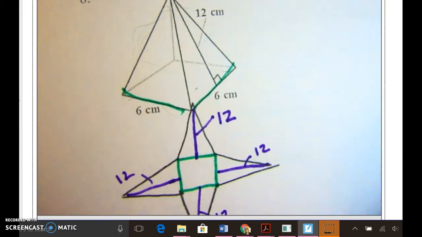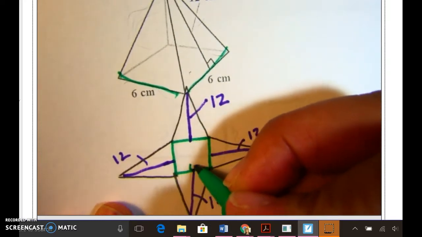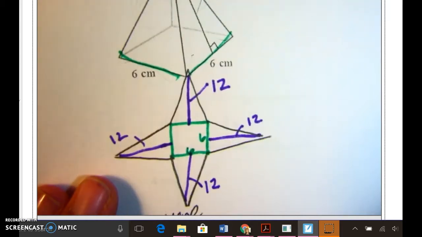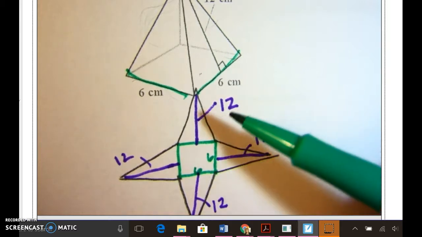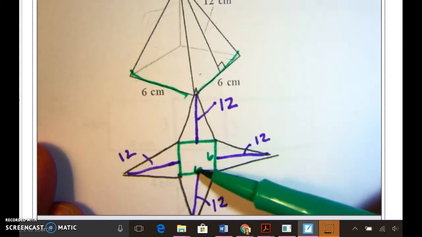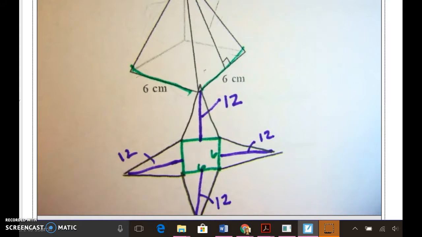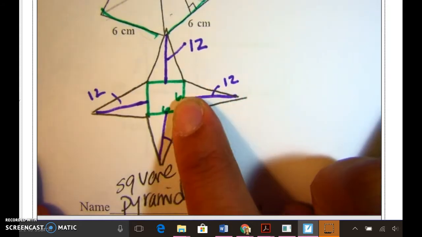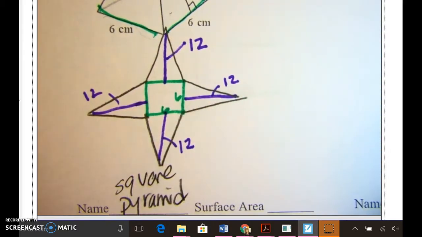So if I want to find the surface area, I need to find the area of the base. If it's a square, it's going to be 6 times 6. Then I need to find the area of each triangle. Well, each triangle is identical to the other one. They all have a base of 6 and a height of 12, and you need to take half of that. So you have a square, and then you have 4 identical triangles that all have the same base and height. So use your formula, area equals half of base times height, and you know that that happens 3 more times. Add all those together for your surface area.